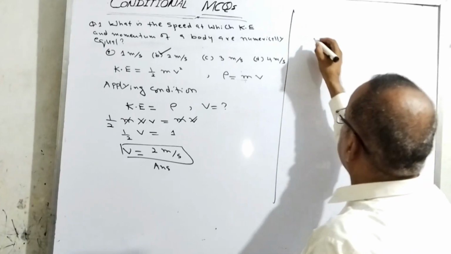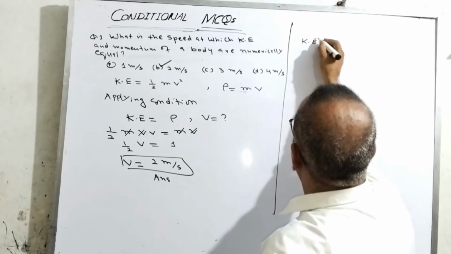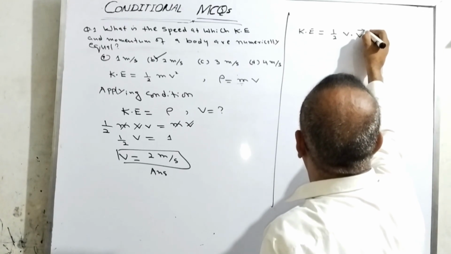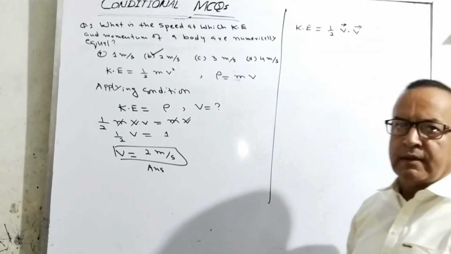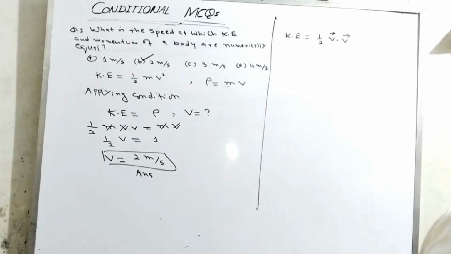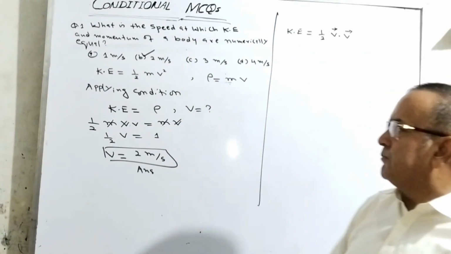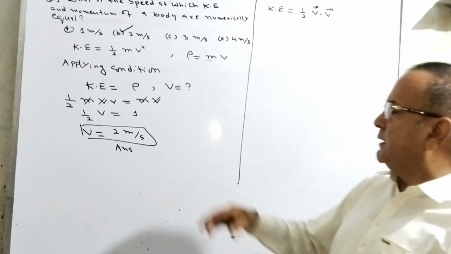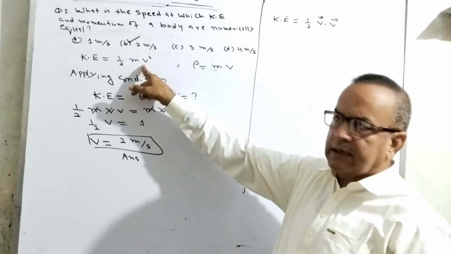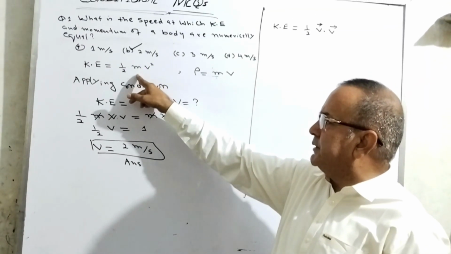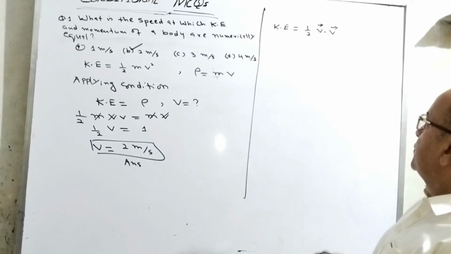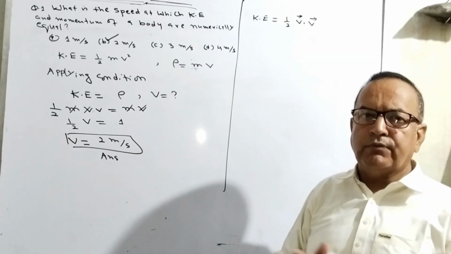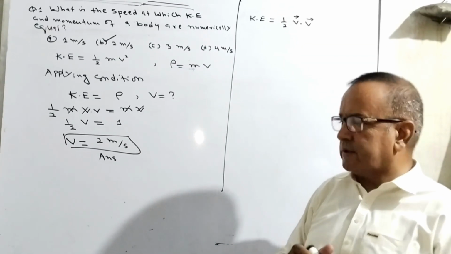Another difference, you know: the kinetic energy is equal to half of mass times the dot product of velocity and velocity. Actually, this is the formula of kinetic energy, and this is the formula for maximum kinetic energy. Most students think that this is the formula for kinetic energy, but actually this is maximum kinetic energy. You know that kinetic energy is a scalar quantity as well as a scalar product.